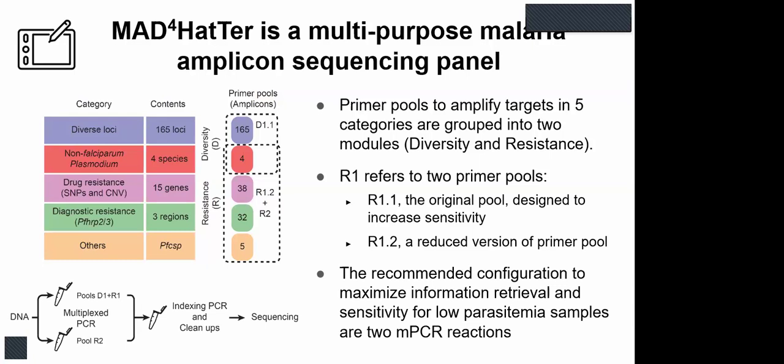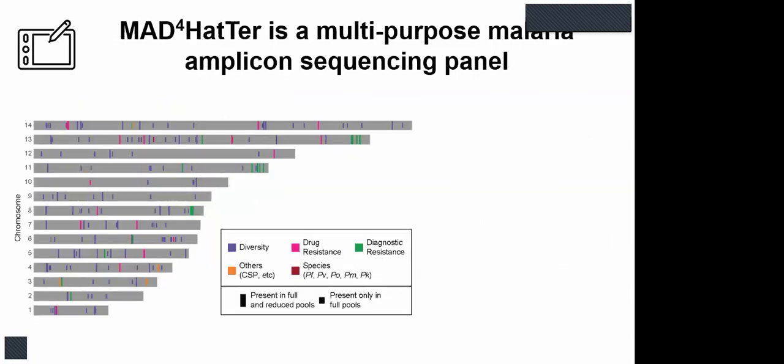And basically, we take DNA and then do a first multiplex PCR where we combine diversity pool 1 and resistance pool 1. And then we combine it with resistance pool 2 to increase sensitivity. And then we do indexing PCR, and then do some cleanup like bead cleaning and all that before we do sequencing on any Illumina machine or Oxford Nanopore, depending on which platform you are using.